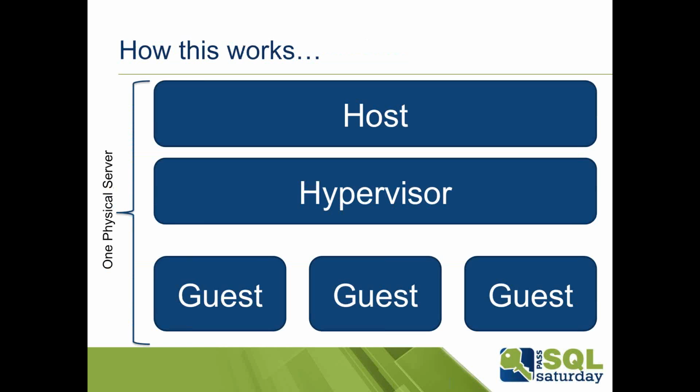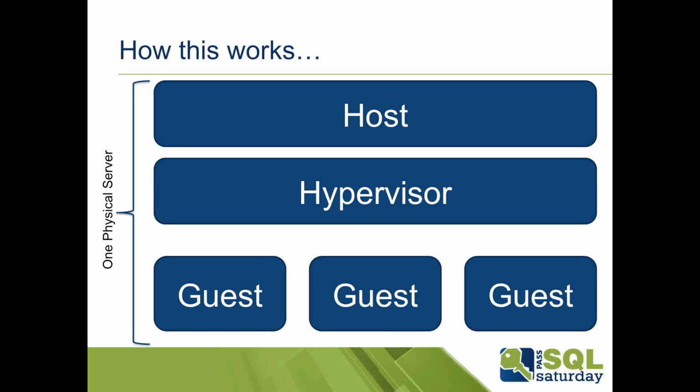So here's a pretty simplified example of a server running 3 VMs. Host, like I mentioned, always refers to the physical box. You install the hypervisor on the host before you do anything else, and it manages host resources such as memory and CPU amongst the guest servers. In this case, we're running 3 guest operating systems.